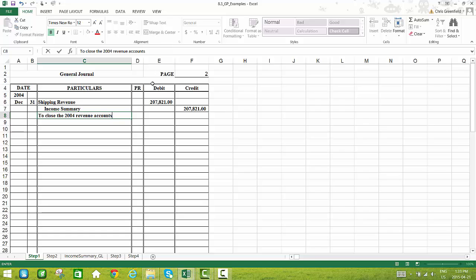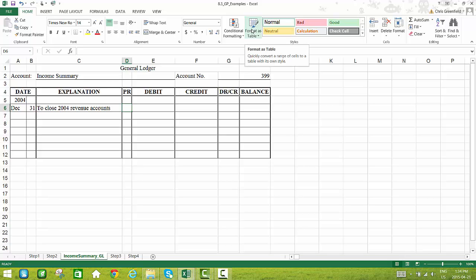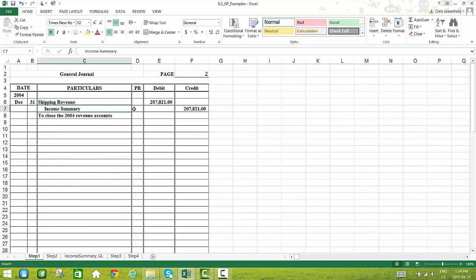Good. Now, to show how this all fits together, we are not going to do the GL postings for most of these entries. We are going to do them for all the income summary accounts, just to show how that process works. So I'm going to go to my income summary GL, and this is my first entry here, so I'm going to put in December and then 31. I am closing, same thing as before, the 2004 revenue accounts. This is from page J2, and in this case I had a $207,821 credit, so it goes in the credit column. Starting out with a zero balance, I'm adding credit, so that means my new balance is going to be a credit balance. Very good. So this is account number 399, so I'm going to go back to my journal page, and make sure I put in 399. So there we go, step number one.